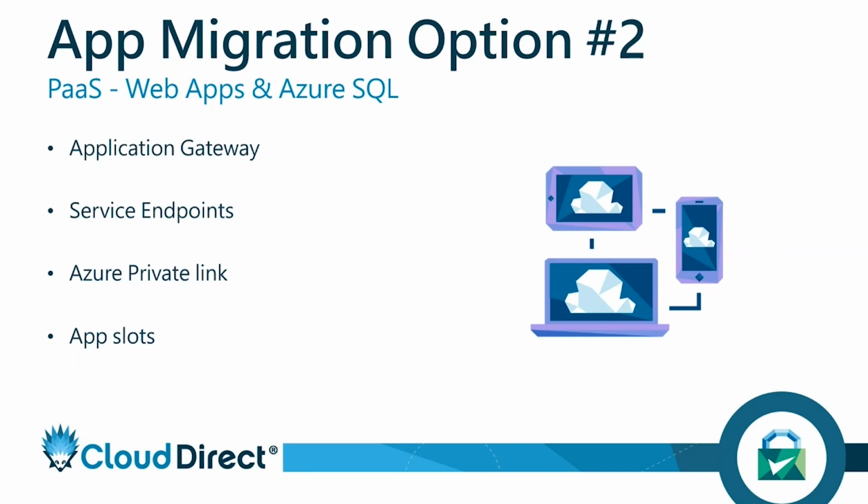I just wanted to talk a bit around service endpoints. As you may or may not know, web apps and Azure SQL are public endpoints within Azure. So by default, they sit on a public IP address, and any traffic going to them will have to go over the public internet to get there.